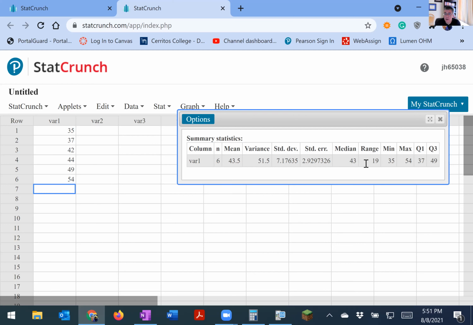But this will also tell me my range. It will tell me my min, my max, and it will give me my Q1 and my Q3. So if I want to do a box plot, it calculates the 5-number summary right here for me. Okay, let's put that away and go to the calculator.